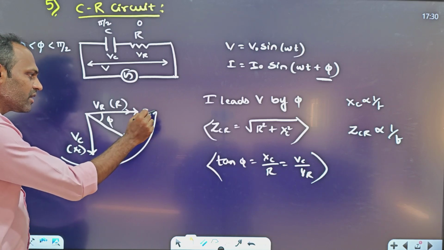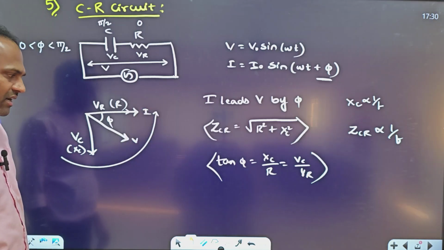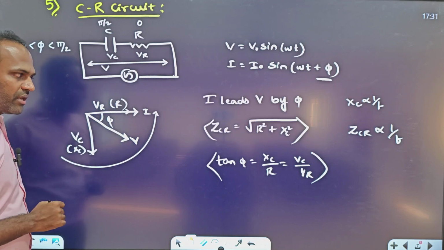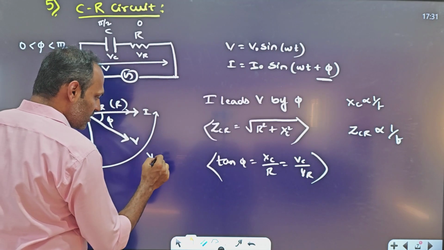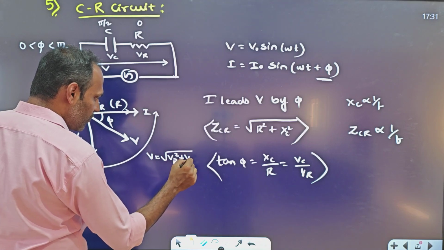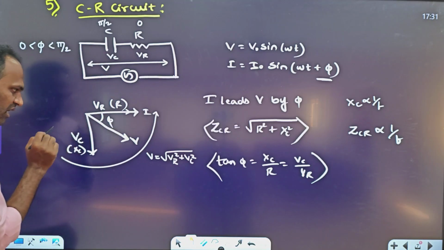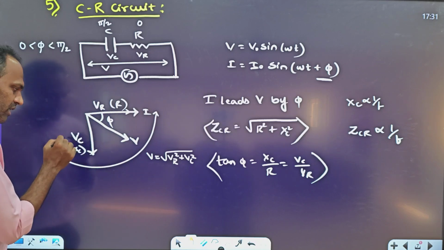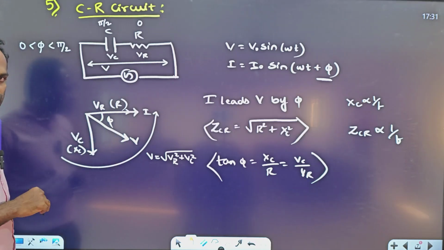It has to be behind the current by 90 degree. Correct? Okay, if this is VR, this is VC, then the resultant voltage will be here. Resultant voltage will be equal to root of VR square plus VC square, because VR and VC are perpendicular to each other. Right? So voltage across resistor, voltage across capacitor, and this is resultant voltage.